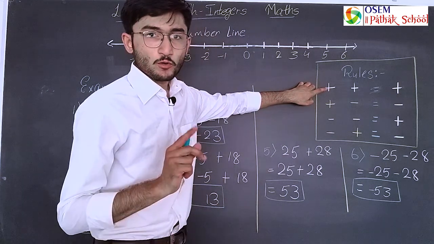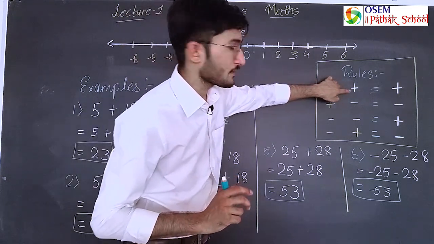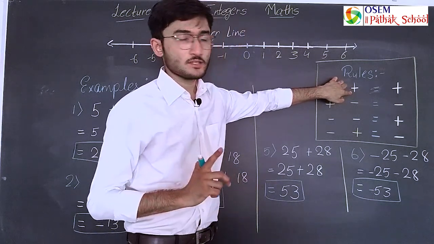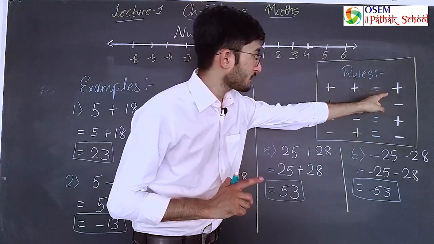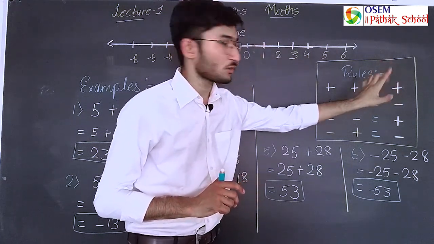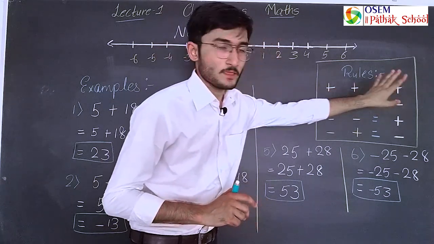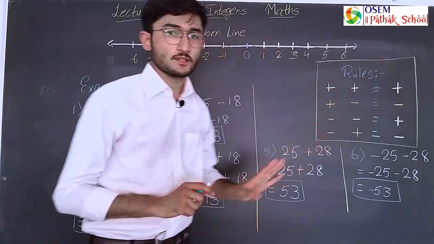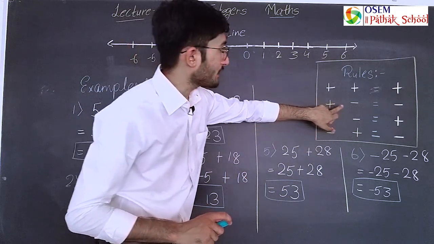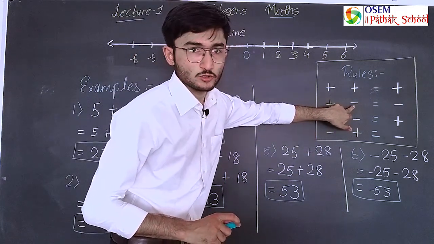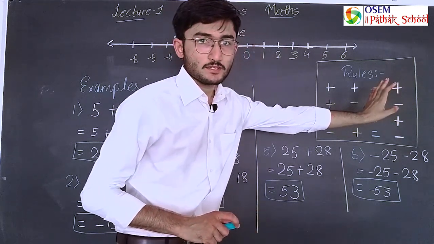Whenever you have 2 positive integers and you are adding them, here plus and the second integer is also plus, when you add both of them you will get a new integer. That integer will be positive only, because both the integers you are using are plus. So the answer will also be plus. Now the second one, a positive integer is added to a negative integer. So plus into minus, that is minus.